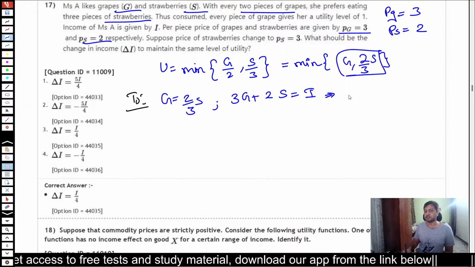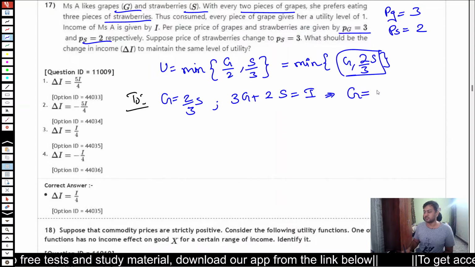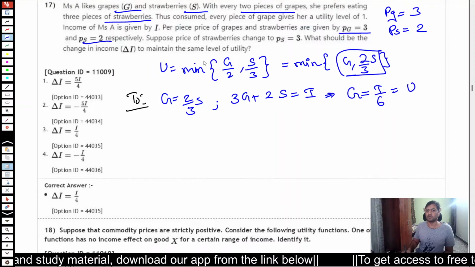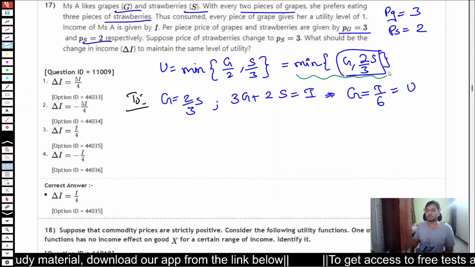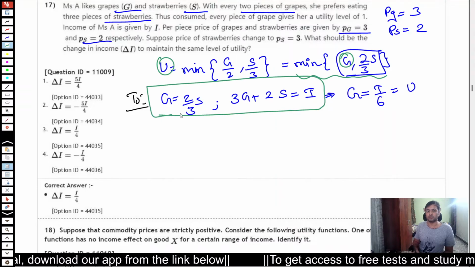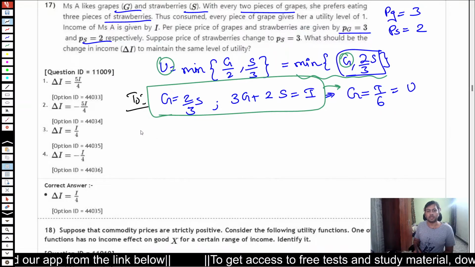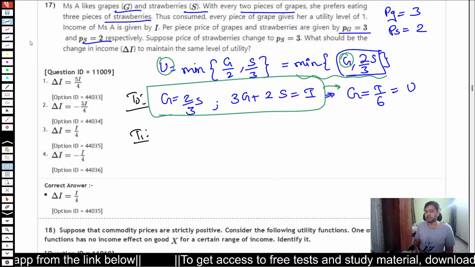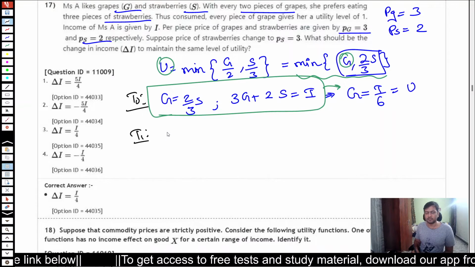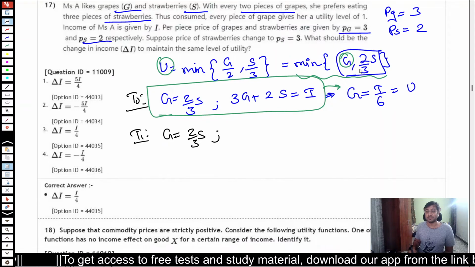This implies that your amount of grapes must be equal to I by 6, which is also incidentally equal to your utility, because the way we have specified this function, utility is equal to the amount of grapes. Once you solve this system of two equations, you get this result. Later, in time period 1, your utility function remains the same, so g is still 2 by 3 s, but your prices have changed.